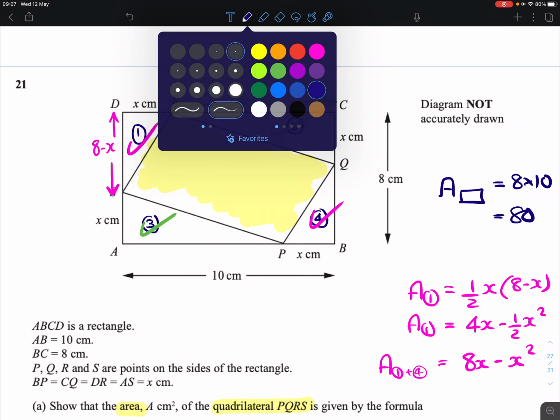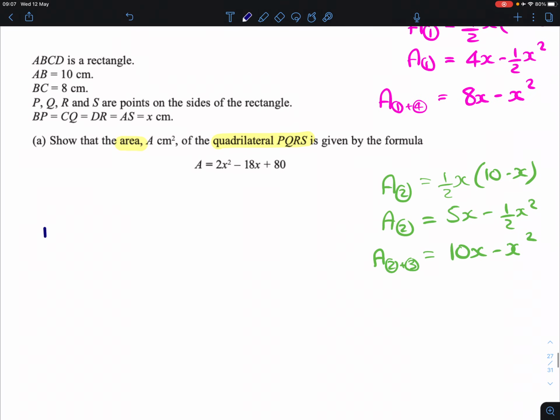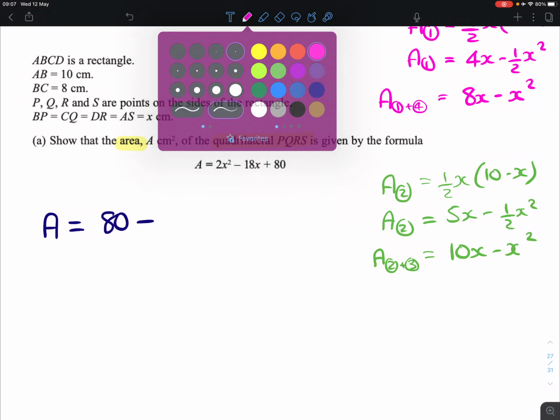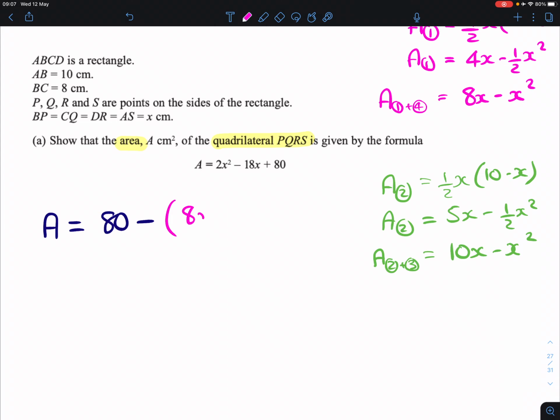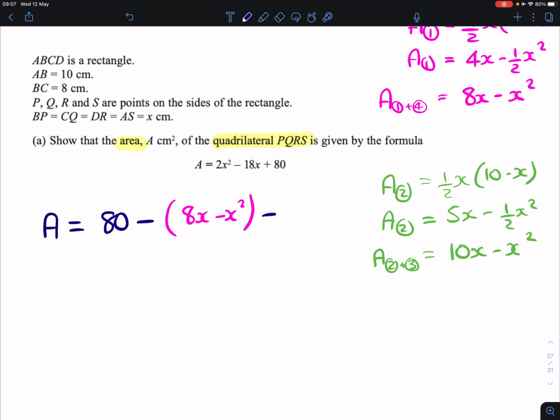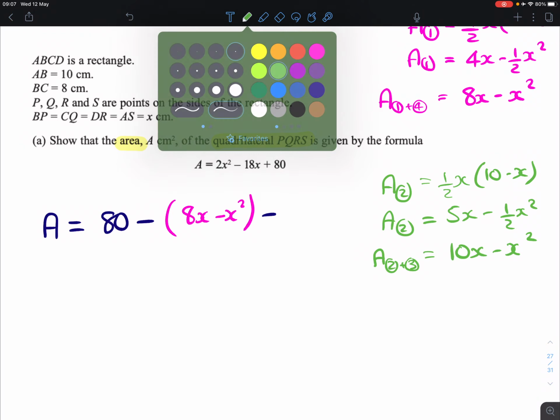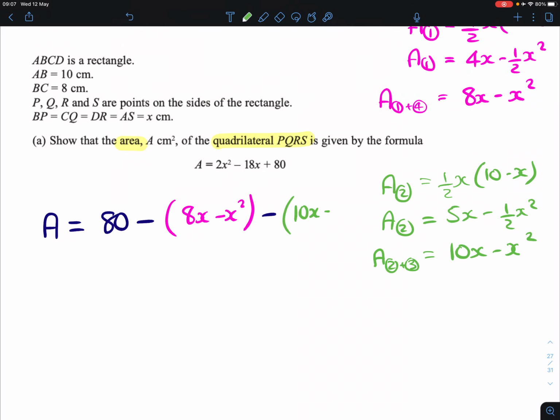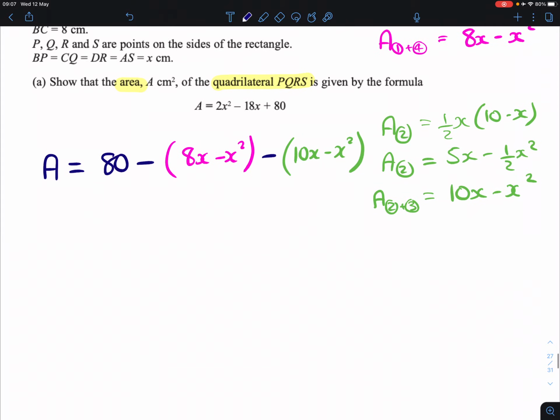The area of our parallelogram then becomes the rectangle, which is 80. Subtract the two triangles in pink, which we have to put in a bracket because we're taking away the whole thing. And then we're going to subtract the areas in green. Again, we need the bracket here. And then as long as we're careful with breaking it out, we will end up with this, like so.